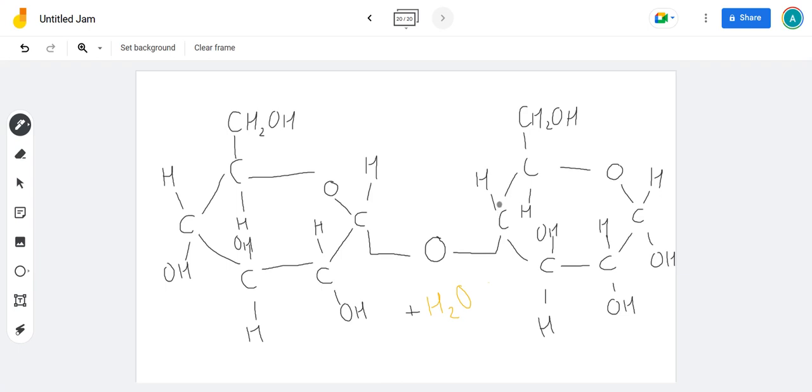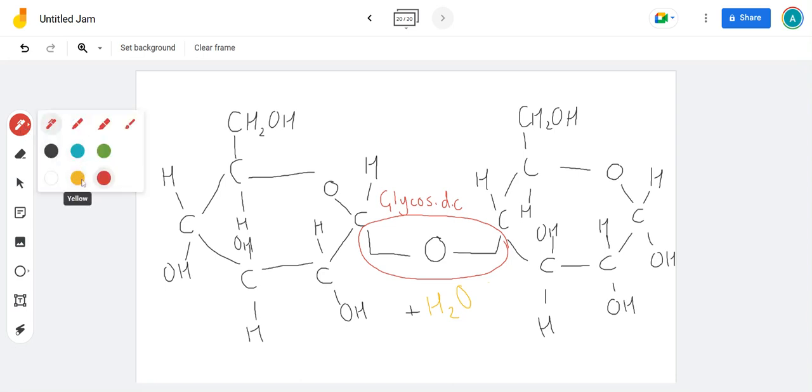So we've now joined our two monosaccharides together. We've got a disaccharide and a water molecule. Okay, and this here is our glycosidic bond. Now we can label our carbons. So this is carbon 1, 2, 3, 4, 5, 6. And this is carbon 1, 2, 3, 4, 5, 6. So this glycosidic bond is going between carbon number 1 and carbon number 4. So that more specifically is a 1,4 glycosidic bond.